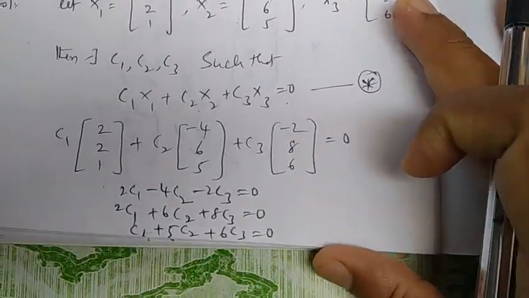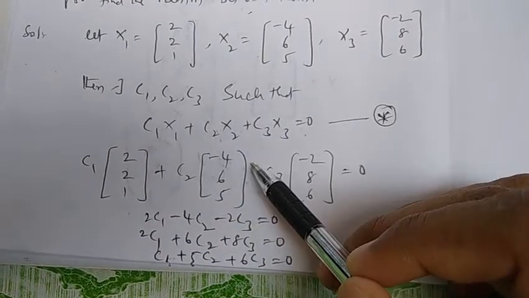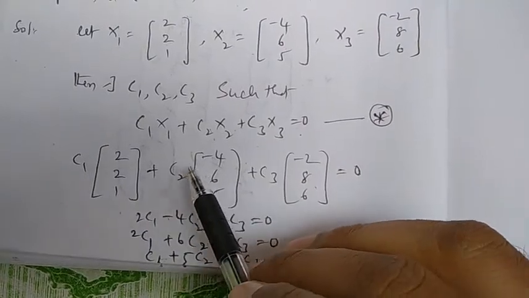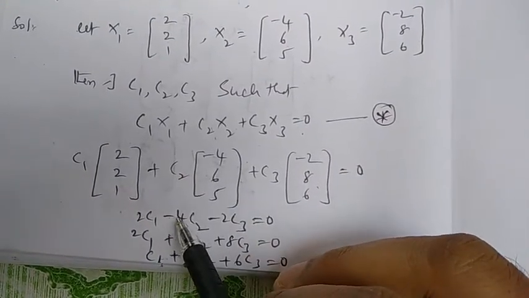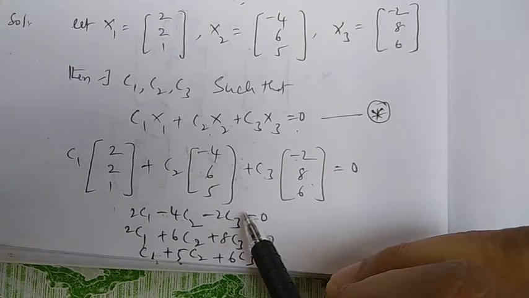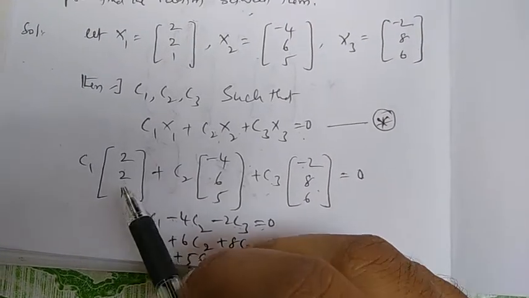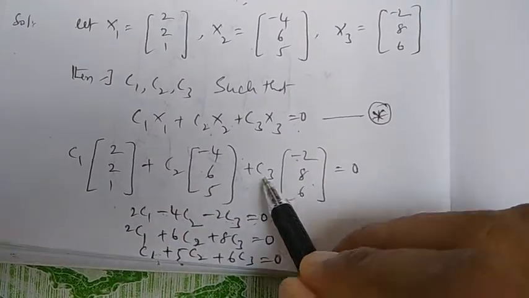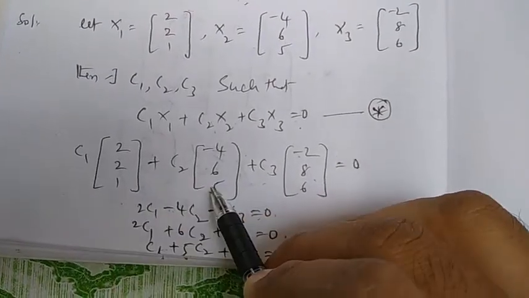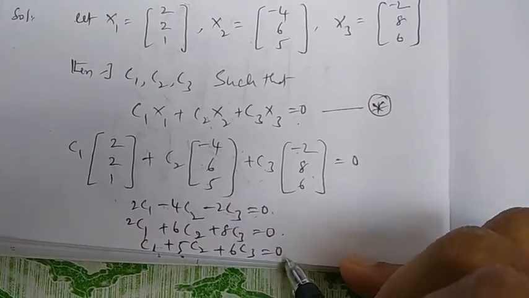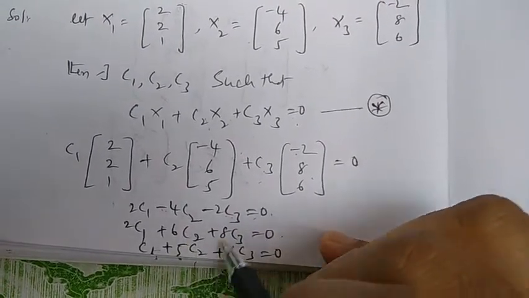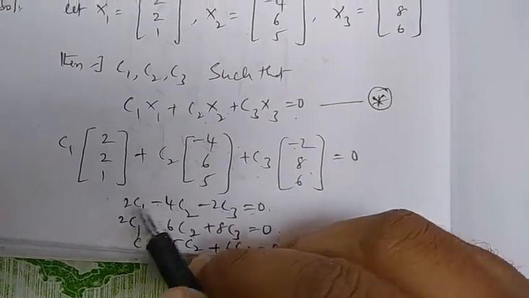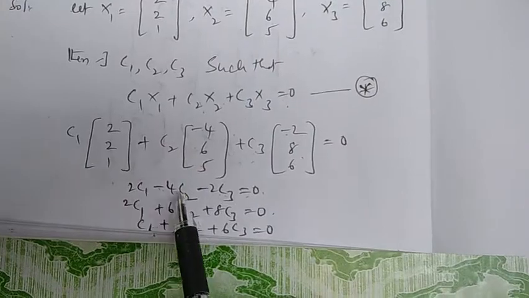First substitute for x1, x2 and x3 here and write the equations. 2c1 plus minus 4 times c2, which is minus 4c2, and minus 2 times c3, which is minus 2c3, equals 0. Next, 2c1 plus 6c2 plus 8c3 equals 0. Then c1 plus 5c2 plus 6c3 equals 0. This is a system of equations, a homogeneous system of equations where the variables are c1, c2, c3.